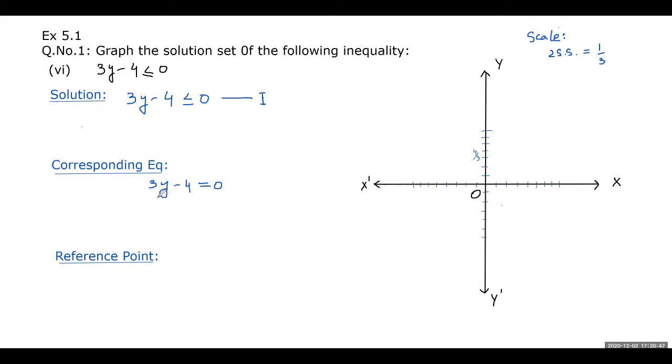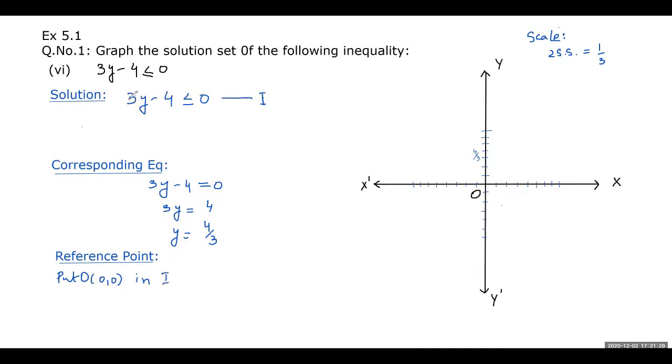You can evaluate y from it. So you will get 3y equals to 4, and then you will get y equals to 4 by 3. You know that this is a horizontal line passing through y equals to 4 by 3. Now for reference point, we use origin. So simply put origin, that is 0, 0, in inequality number 1.